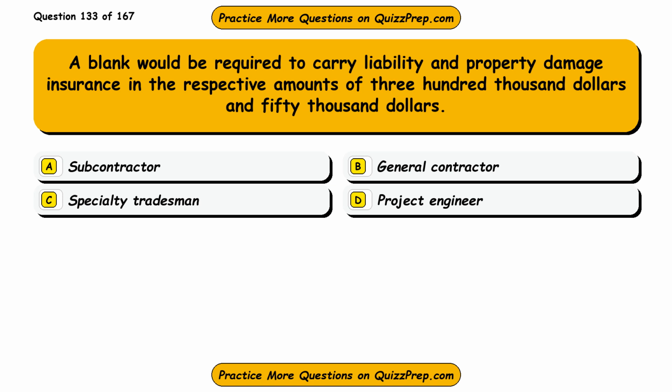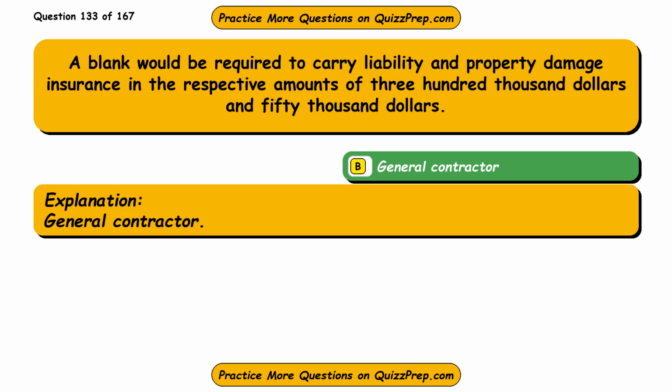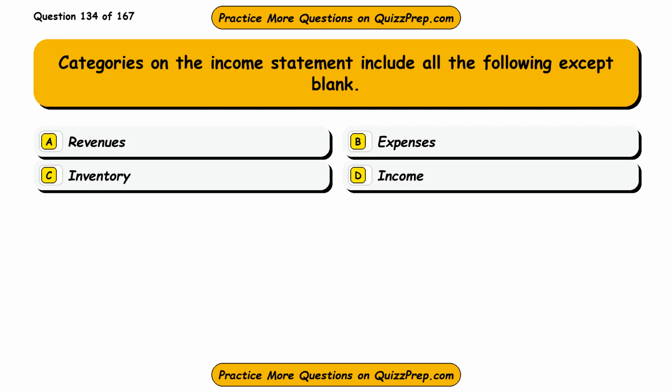Question 133. A blank would be required to carry liability and property damage insurance in the respective amounts of $300,000 and $50,000. Option A, subcontractor. Option B, general contractor. Option C, specialty tradesman. Option D, project engineer. The correct answer is option B, general contractor. General contractor.